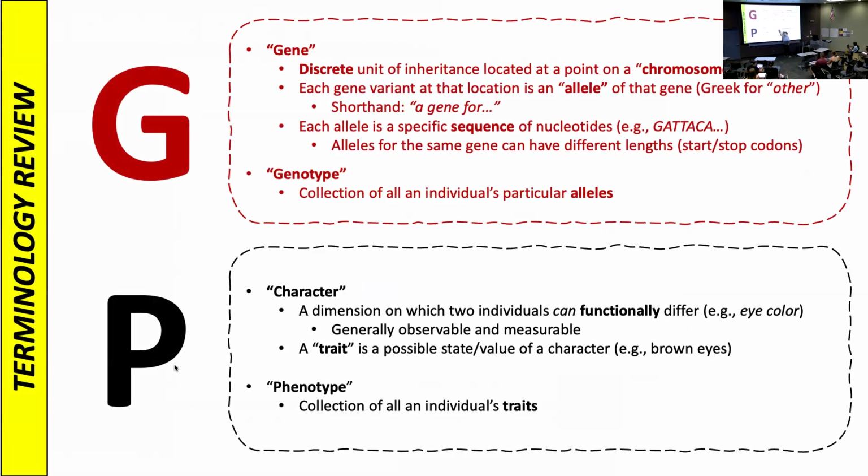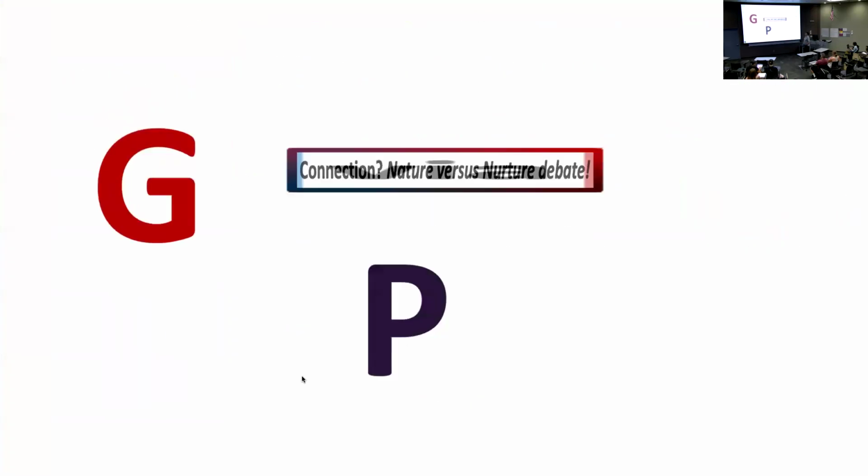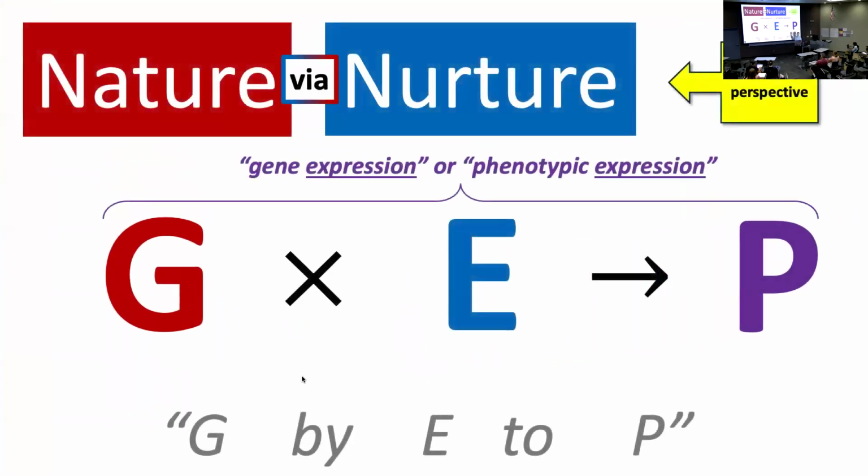Really, this set of lecture slides, all of the important terms I've tried to put in the highlights. So this highlights reel, which is available on Canvas, is itself a term sheet. So, important terms right there: gene, allele, genotype, character, trait, phenotype. Super important terms to know, and to know the difference between nature versus nurture, G by E to P.